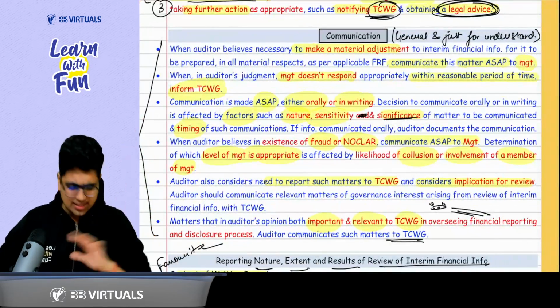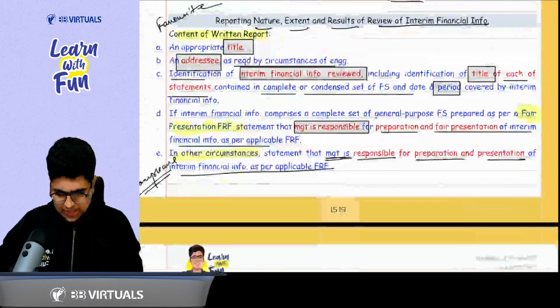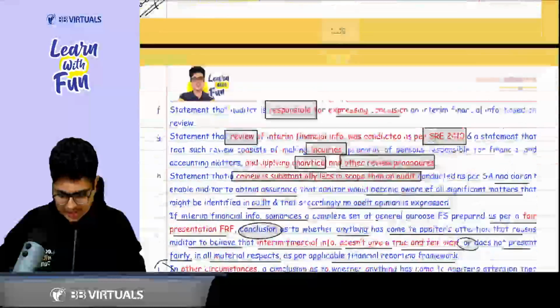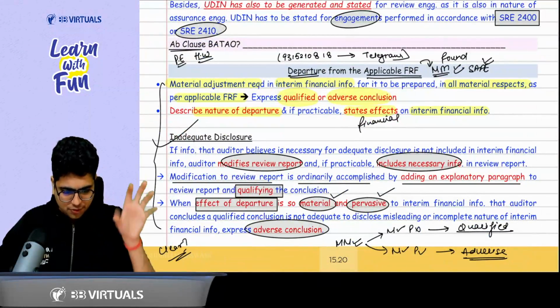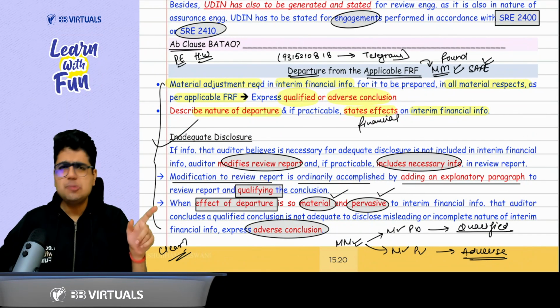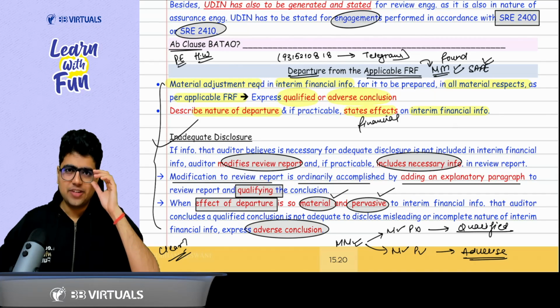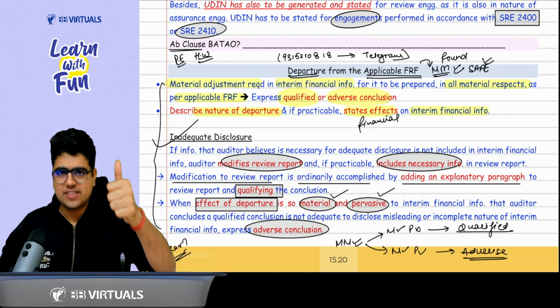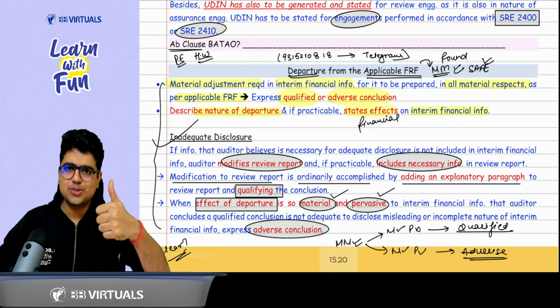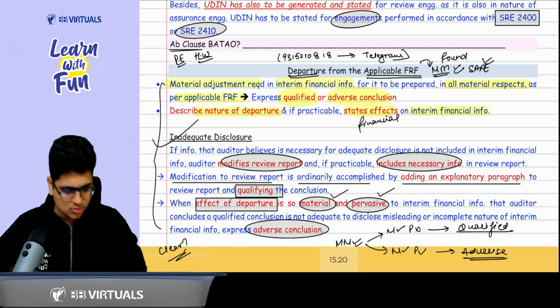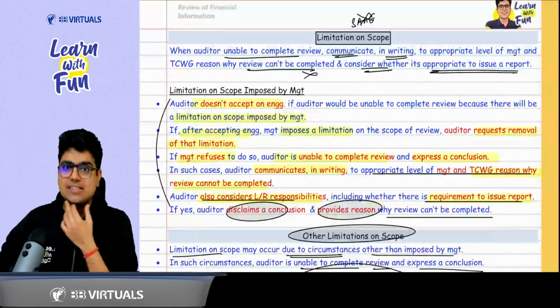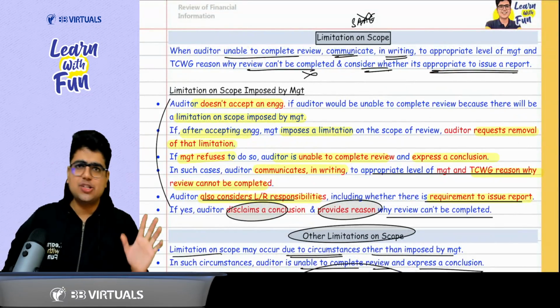It is just for your reading, nothing critical here. Then the written report, whatever information is there, again for your reading, nothing critical here. Then we discussed the departure from applicable FRF. These points are the same as your SA 705. If the impact is material and pervasive and you have evidence, adverse conclusion. If the impact is material but not pervasive, qualified conclusion. If you don't get the evidence, basically management is imposing a limitation on scope.